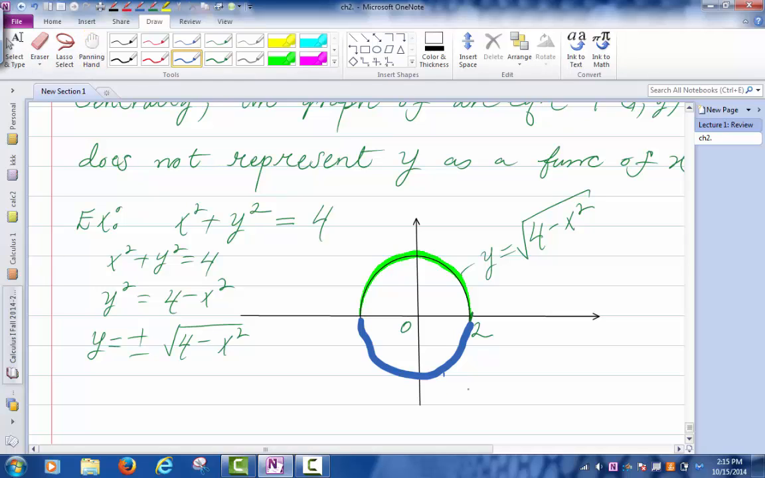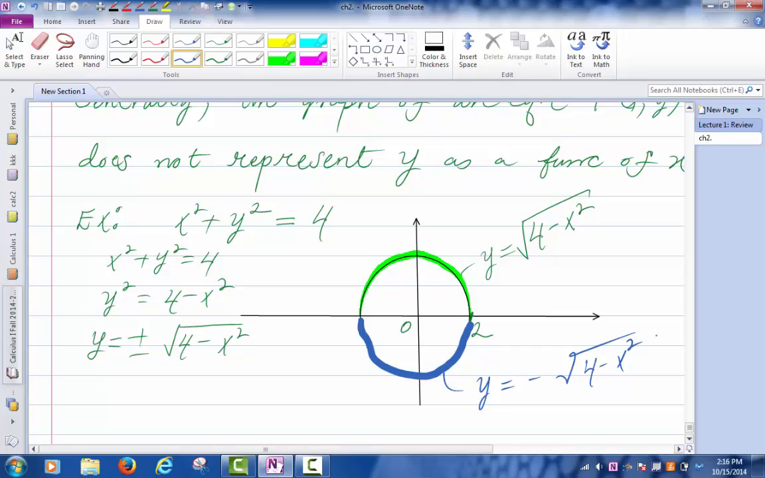And what's the formula for the lower part of the circle? That's the function which is negative root of 4 minus x squared, right? Is everybody okay? So even though the entire circle doesn't represent y as a function of x, we can break up the circle into, in this case, 2 parts, where each part represents y as a function of x, right? Is everybody okay with that?